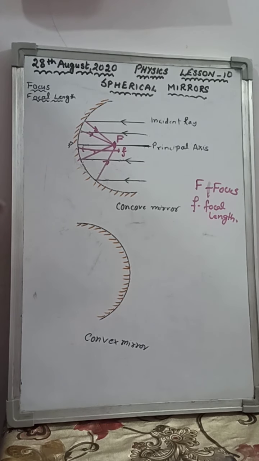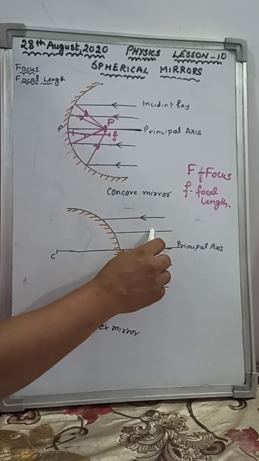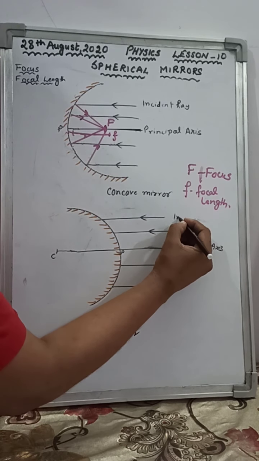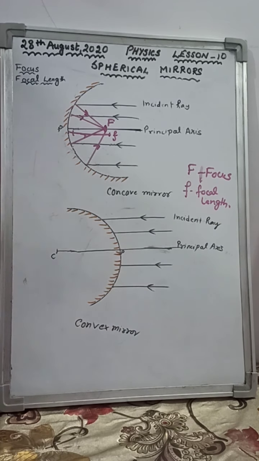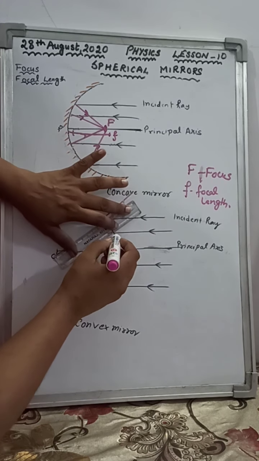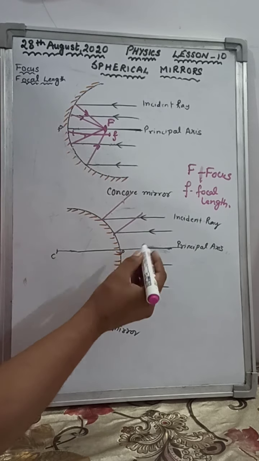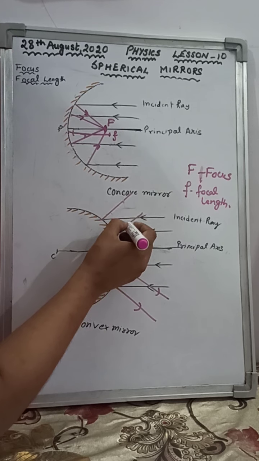Now next is your convex mirror. So this is your convex mirror. These are the incident rays which are parallel to the principal axis. When they fall on the convex mirror, after reflection, they will diverge. Clear? All these reflected rays will diverge.